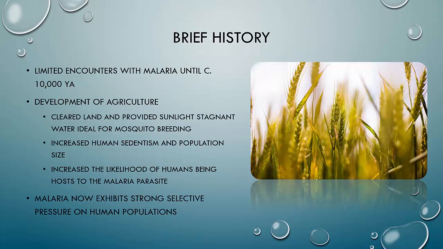So, a brief historical overview of malaria. Human populations had limited encounters with malaria until about 10,000 years ago. The development of agriculture brought about ideal conditions for the malaria parasite. Cleared land provided locations for stagnant water collection necessary for mosquito breeding. Increased human sedentarism and population size increased the likelihood of humans being host to the malaria parasites. Malaria since that time has exhibited a strong selective pressure on human populations.